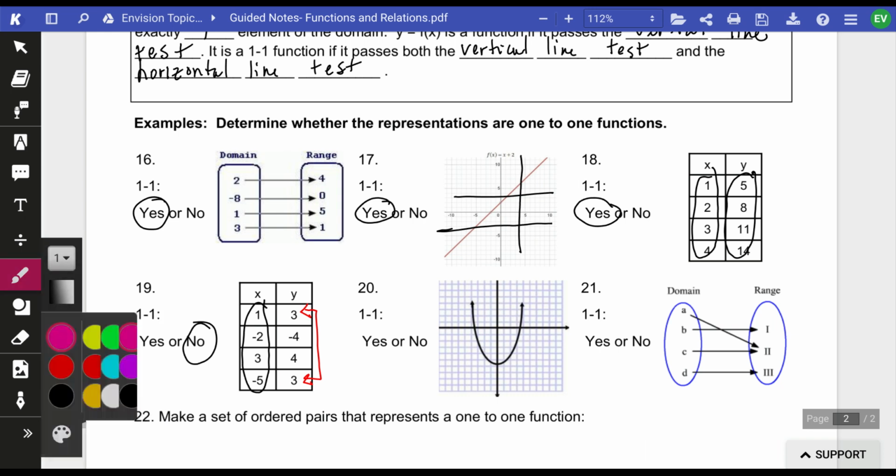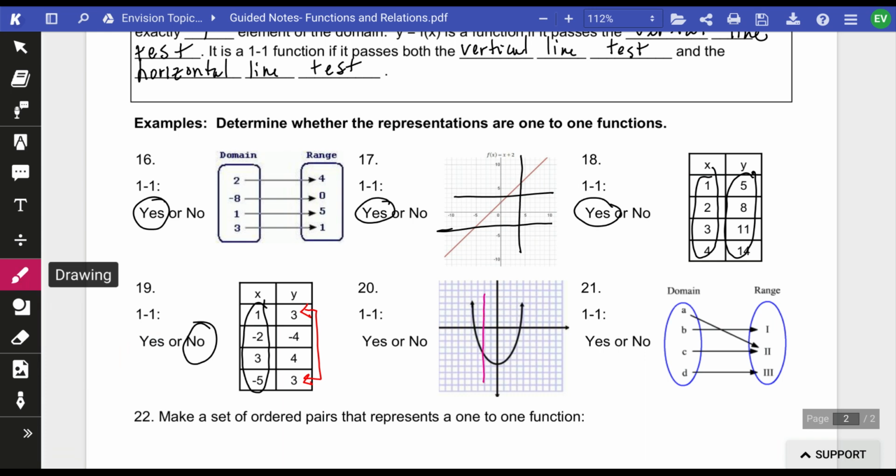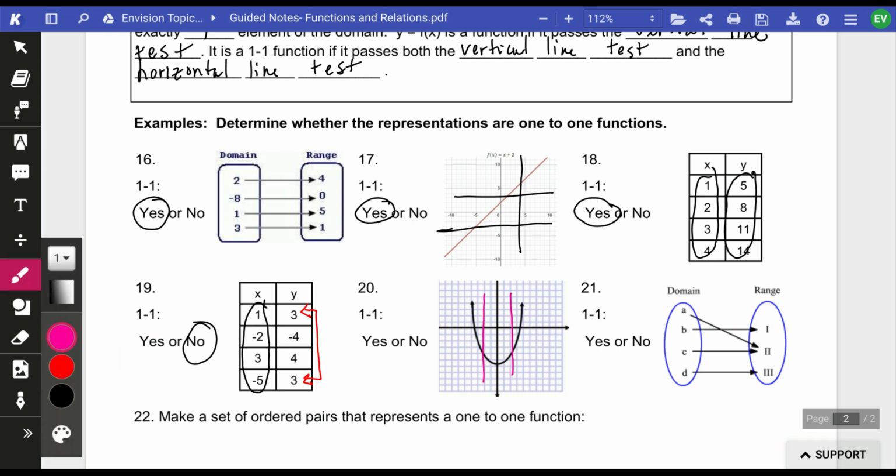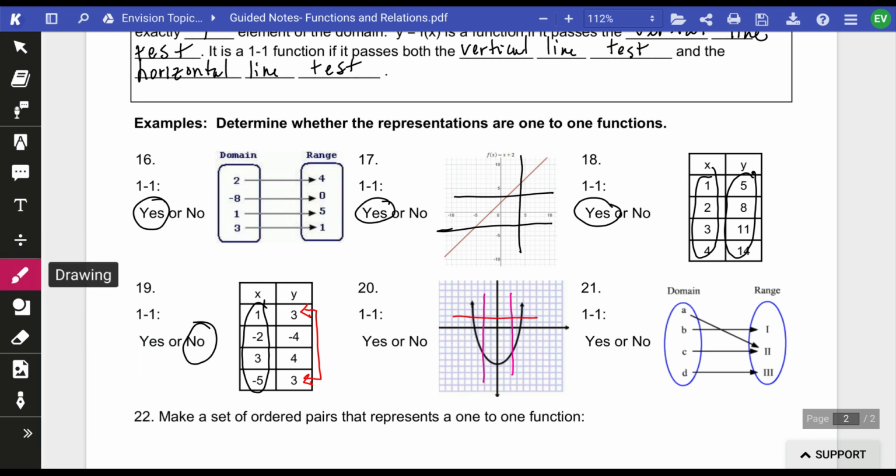Number 20, if I look at the vertical line test, we pass the vertical line test. If we look at the horizontal line test, see, I've got a point here and a point here, a point on each side. So therefore, it's not one-to-one. In number 21, all of my x's have one arrow coming from them. The y's, though, if I look at Roman numeral 2, there are 2 arrows coming from it. So therefore, it is not one-to-one.